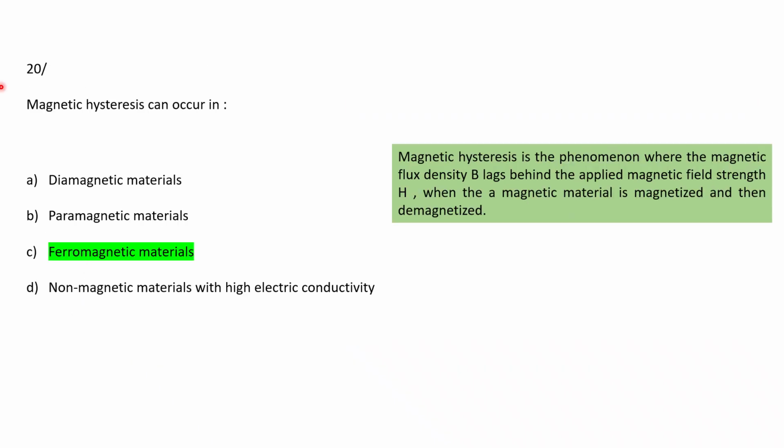Then magnetic hysteresis can occur in, we should first know what magnetic hysteresis is. Magnetic hysteresis is a phenomenon where the magnetic flux density B lags behind the applied magnetic field strength H when the magnetic material is magnetized and then demagnetized. Okay, so this basically occurs in ferromagnetic material. So here the option C is the correct one.